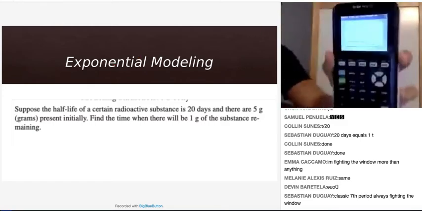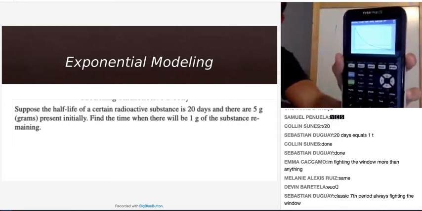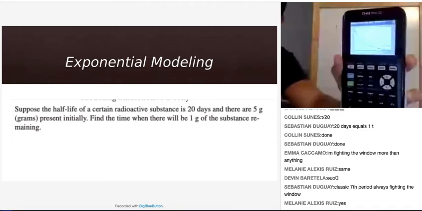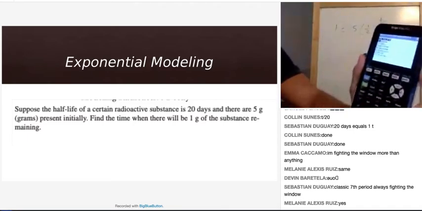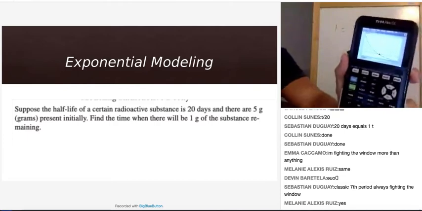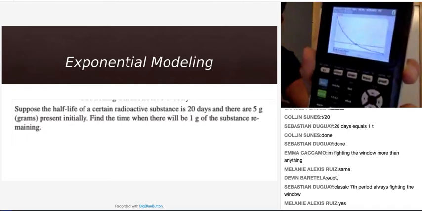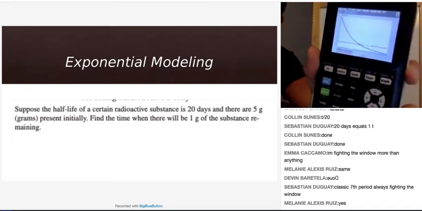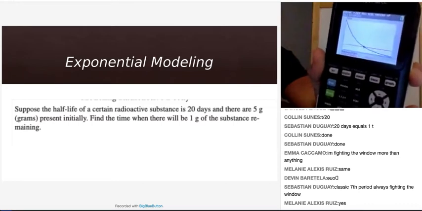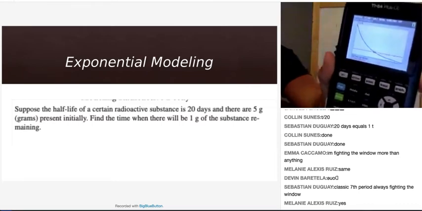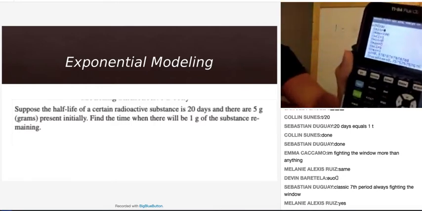Okay, assuming you can see me again, because I can see myself on there. The graph looks like that, and I'm going to find the intersection, 1, 2, 3, and get that answer. 46.438562, 46.4 days until the substance is just 1. And this was my window. Again, not mandatory to be that. That's what I got.